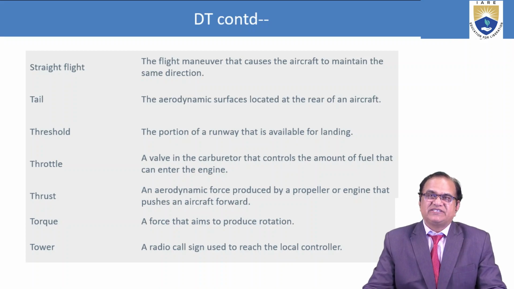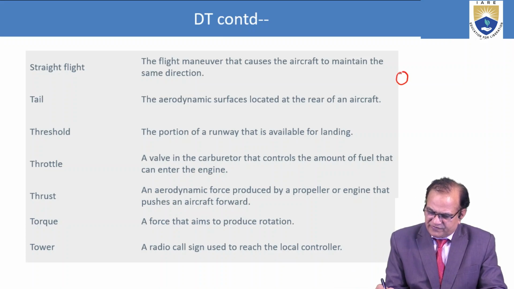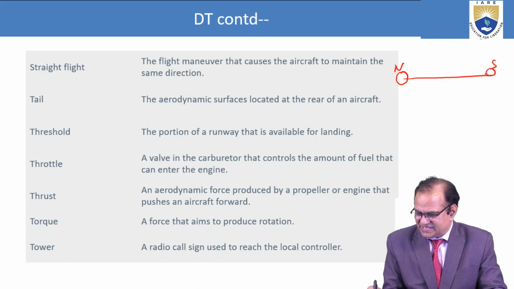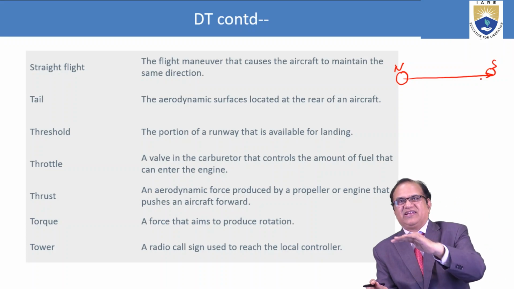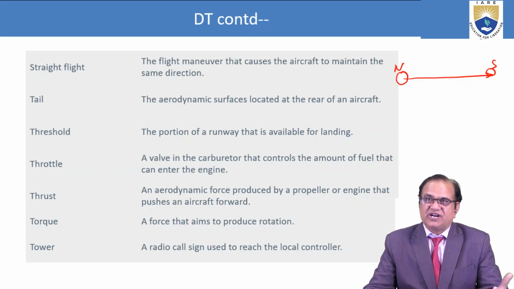Next is straight flight. The flight maneuver that causes the aircraft to maintain the same direction. So if we are moving from north to south, maintaining the same direction, it is called straight flight. It may deviate due to some wind and gusts, but mostly the straight flight is maintained.